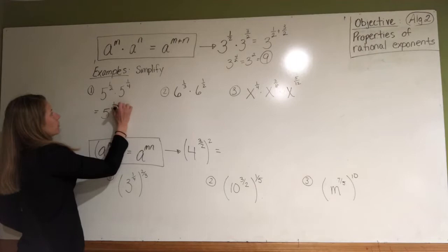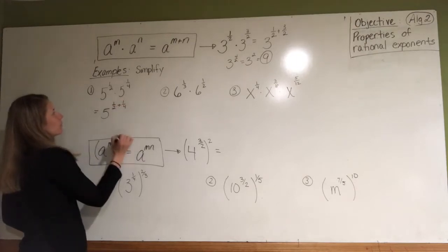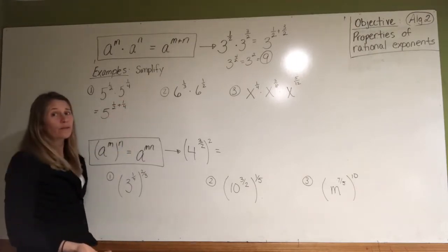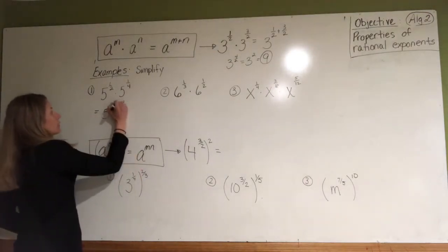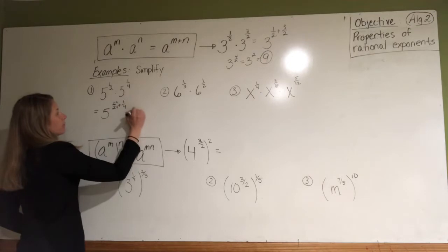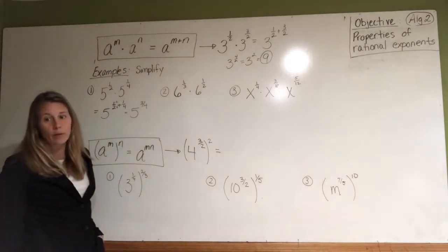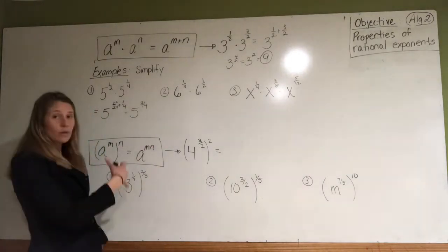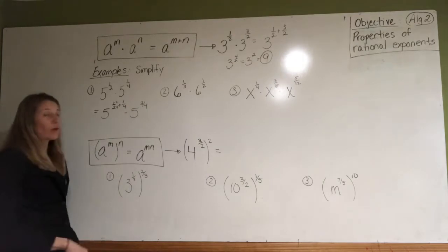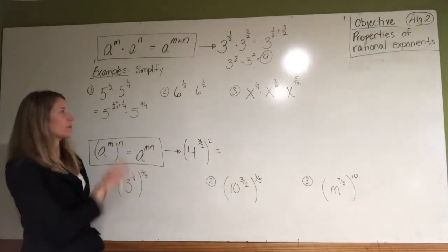So the next example, 5 to the 1/2 times 5 to the 1/4, we're going to add up those two fractions, the 1/2 and the 1/4. Remember, when you're adding fractions, you're always using a common denominator. So this here is really 2/4. So that gives us 5 to the 3/4 power. Now you might remember from yesterday's lesson, we can also rewrite that in radical notation, but we're just going to leave it like that for now.